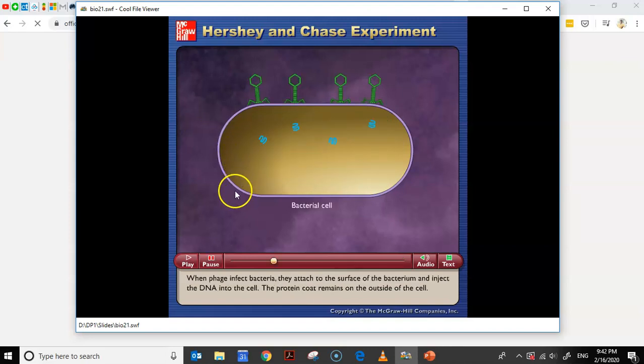So I will go back and replay it again. This is the first experiment. In the first experiment, neither the protein coat nor the DNA from the phage had a radioisotope; both of them are without any radioisotope. So the protein coat remained outside and the DNA material went inside.